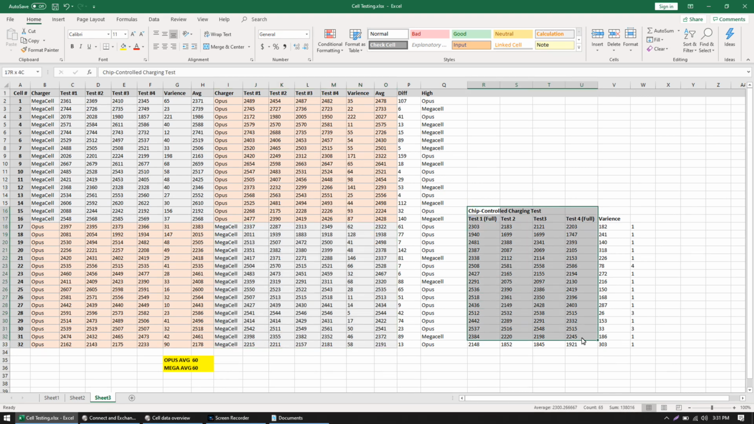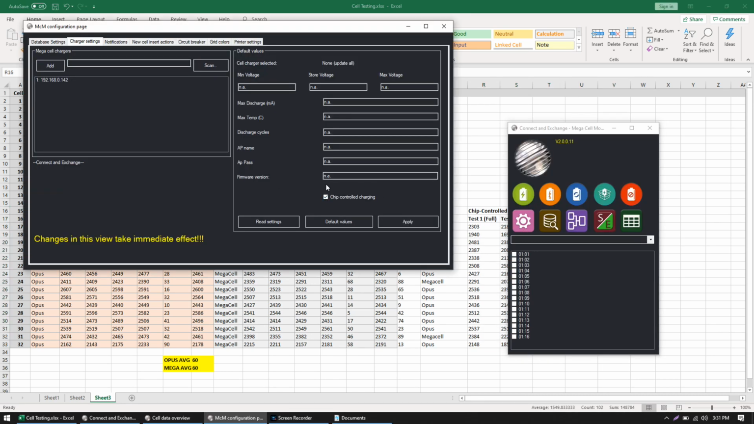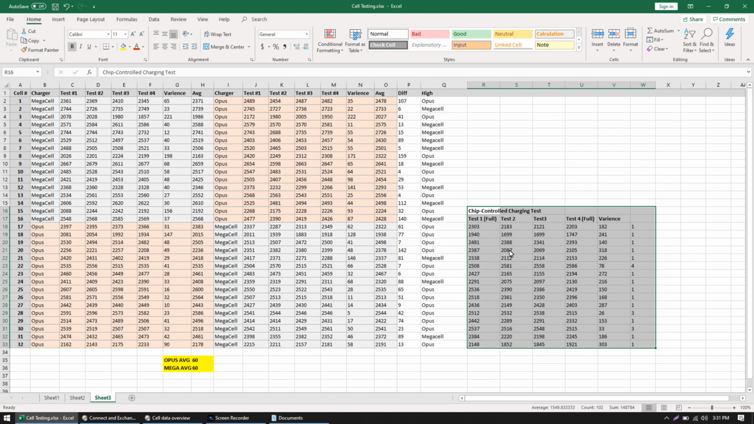So I thought, okay, I'll do another set of tests using the chip-controlled function. I went into the settings, and I had the chip-controlled charging box checked, like you see here, and that automatically sets the store and max voltage to 4.2, and it uses the chip, which is a standard 4056. And once I change that, you can see how wide the results varied. So the variance here is anywhere from, you know, 33, 26 is the lowest I see, all the way up to 318. These numbers are just ridiculous. So the four tests I did, test number 1, the cells were full when I started the test.